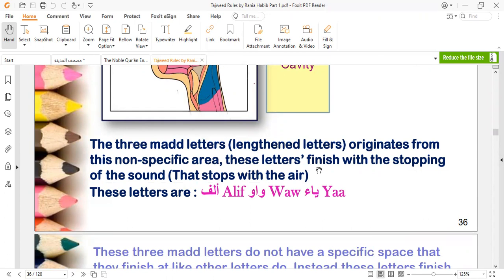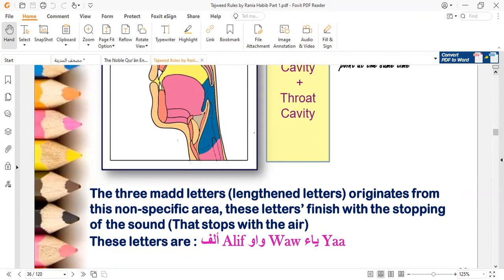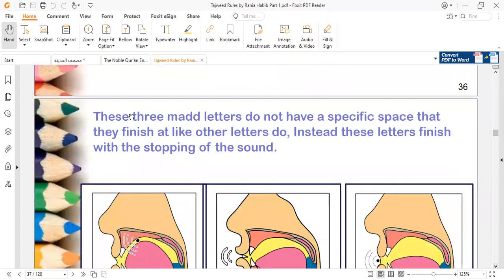These letters finish with the stopping of the sound. These letters are alif, waw, and ya. If you try, you will find yourself pronouncing it from the whole area, no specific point. Like, the sound of alif fills the whole area. الجوف. Also ya and waw. We don't have a specific point. These three mad letters don't have a specific space that they finish at like other letters do. And instead, these letters finish with the stopping of the sound.